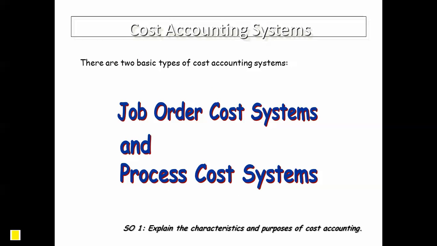There are two basic types of costing systems. Every manufacturing system could be a combination of both of these or a single one. Number one is the job order costing system. Number two, which is the complete opposite of a job order, is a process costing system.